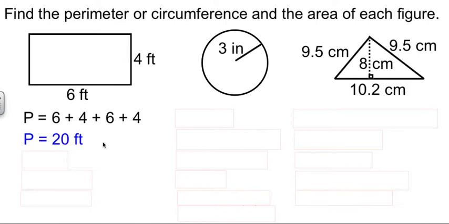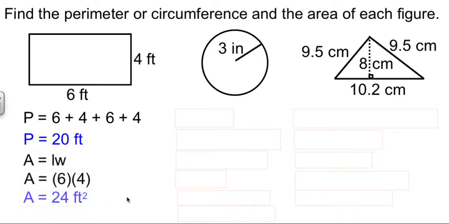If they give you units in the problem, you have to give units in your answer. I'm going to say that again because it's important. People will get this wrong and they'll be upset that they got things wrong. If they told you units in the problem, then you have to use units in your answer. They told me feet, I need feet. Area is length times width. 6 times 4, which is 24 square feet. Feet times feet is feet square.